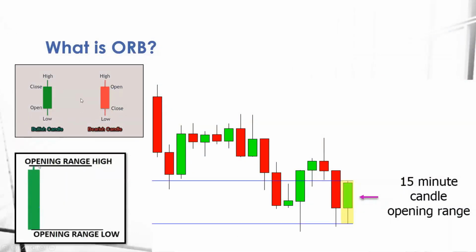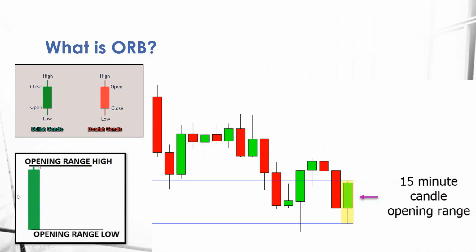First you should understand the candles. You know about candles. This is a bullish candle, this is a bearish candle. If it is a bullish candle, then this is the open, this is the close, this is the low, and this is the high. These two are the wicks. If it's a bearish candle, this will be the open, this will be the close, this is the high, and this is the low. This is the basics of a candle.